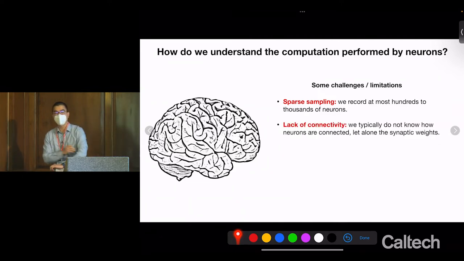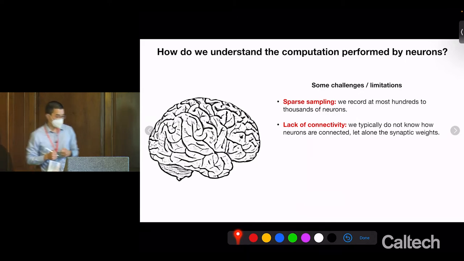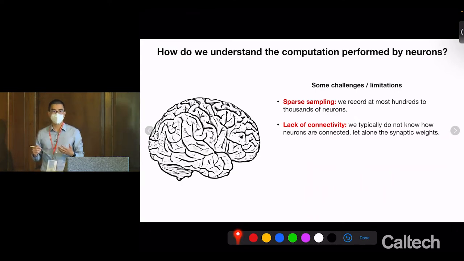Second, we oftentimes lack connectivity information. So unless someone has also done an axonal tracing experiment, we won't know which neurons are directly connected to each other, let alone the synaptic weights. And so we know that the synapses also in the brain are dynamic and complex.